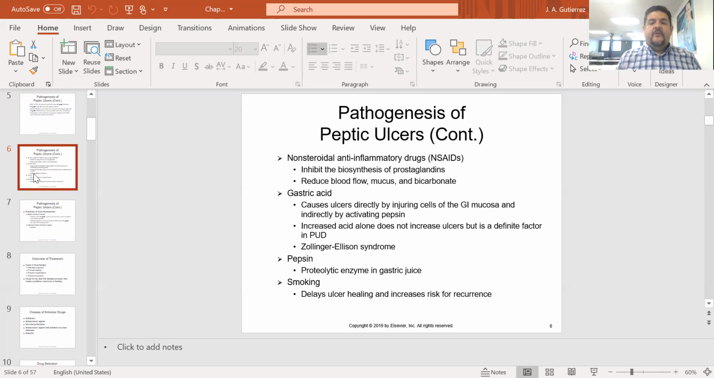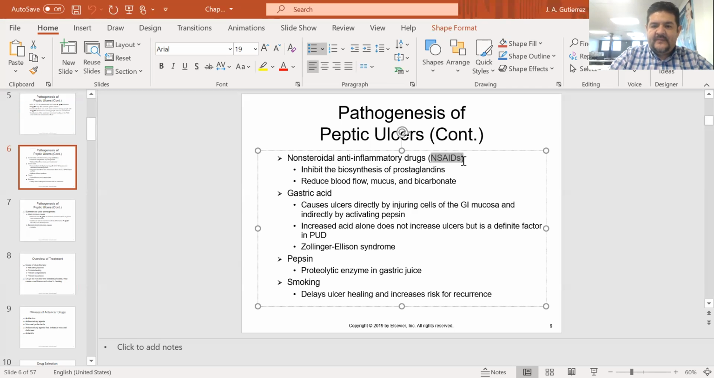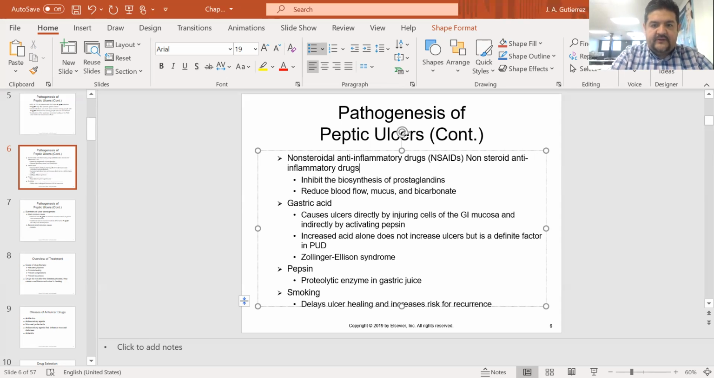Another cause of an imbalance in the stomach and an ulcer is the use of NSAIDs. NSAIDs stands for non-steroidal anti-inflammatory drugs. That also means steroids can produce ulcers. Why? Because NSAIDs and steroids block the production of prostaglandins.